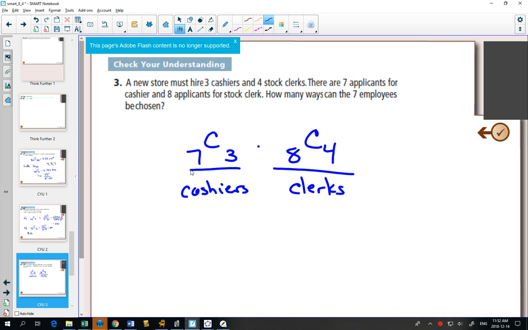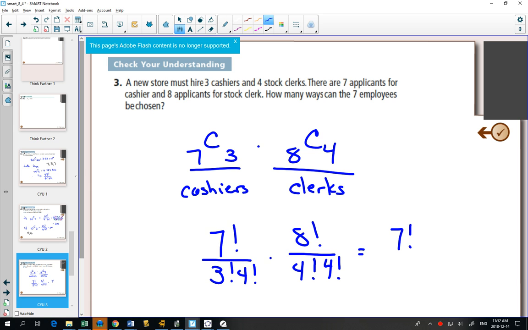Now, sometimes you'll see this question in a non-calculator multiple choice. On a non-calculator multiple choice, it could look like this is the final answer. It could also look like this one is 7 factorial over 3 factorial, 4 factorial, and this one is 8 factorial over 4 factorial, 4 factorial. I've seen it written as a multiple choice question where they've just combined all of this together. It would just be written like that.